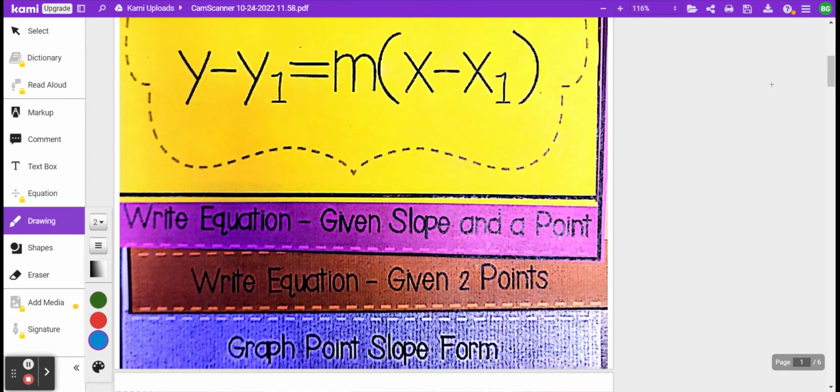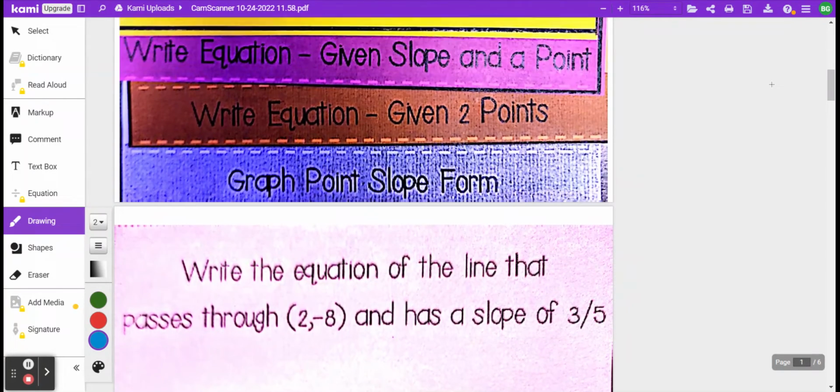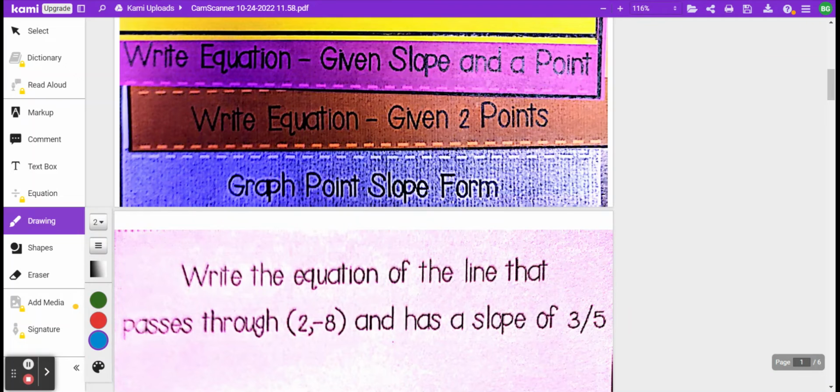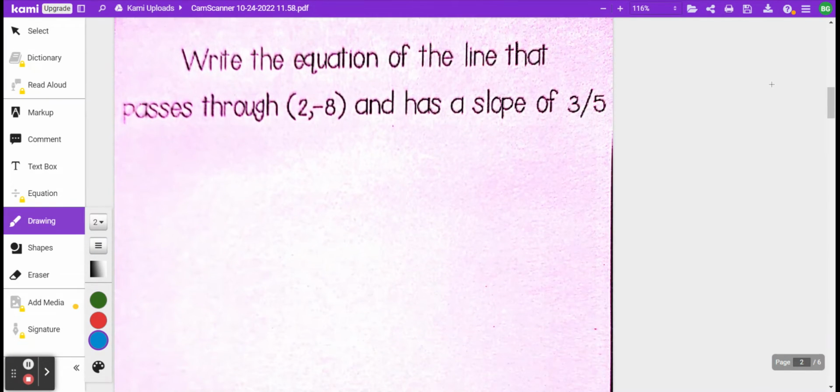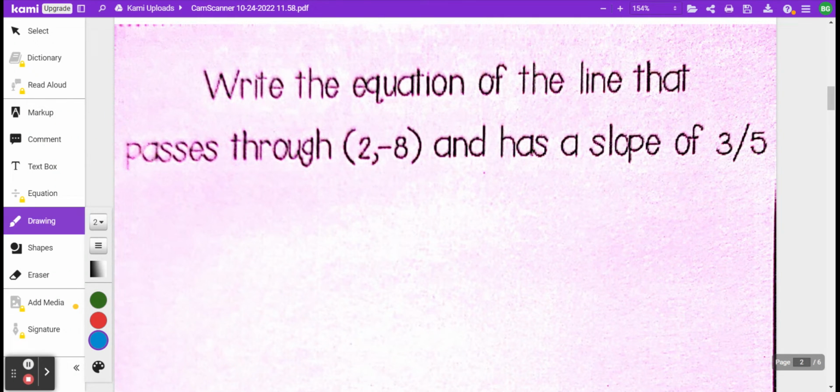So when we scroll down or we open up, go ahead and pull over to your pink page where it says write an equation given slope and a point. Here it's asking for us to write an equation of a line that passes through the point 2, -8 and has a slope of 3/5. So let's go ahead and label. We're going to label our x1 as 2, y1 is -8, and our slope of 3/5.